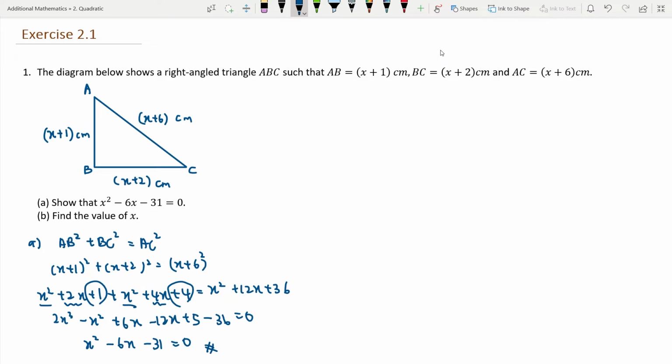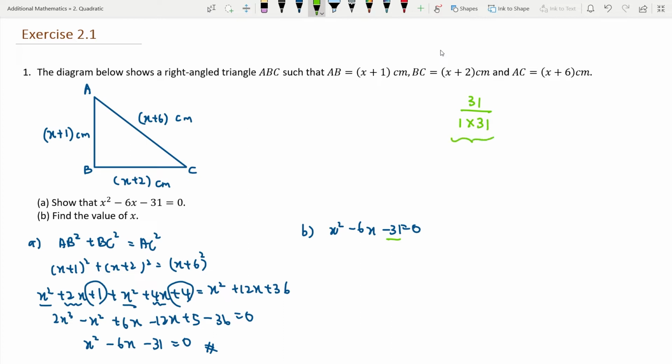B. Find the value of x. We continue from the equation we obtained in part A. x squared minus 6x minus 31 is equal to 0. To solve a quadratic equation, we have three methods: factorization, completing the square, or by using formula. If we choose to do factorization, we have to look at the constant, 31. So for 31, we only have one combination, which is 1 and 31.